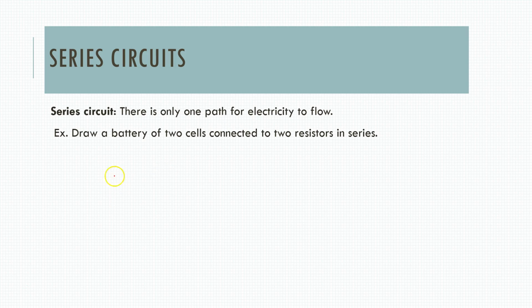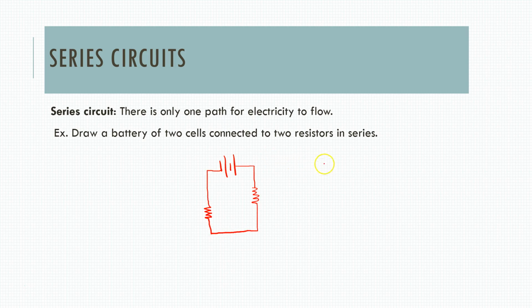So let's draw a battery of 2 cells. So here's our 2 cells. One, like short, long. There's 2 cells connected to 2 resistors in series. Well, there's multiple ways that I could draw this. I'm going to work off of squares. So there's one resistor, and here's another resistor.